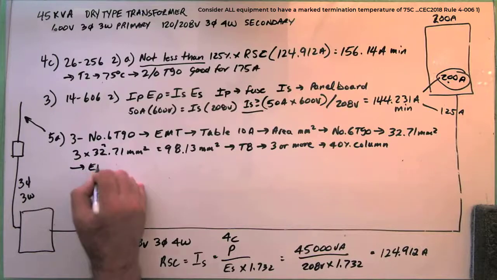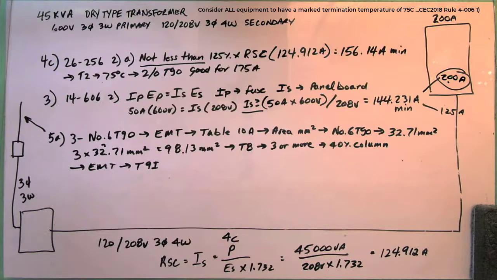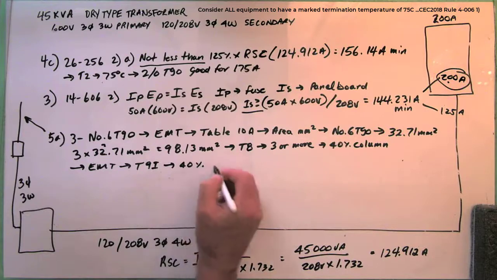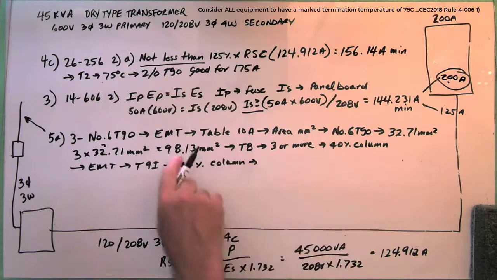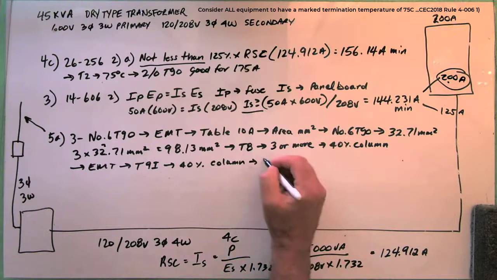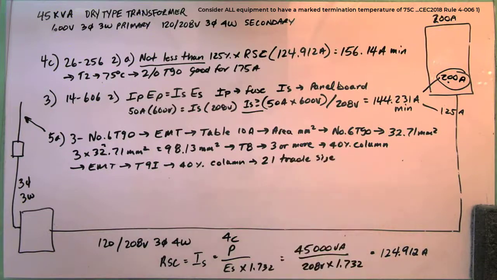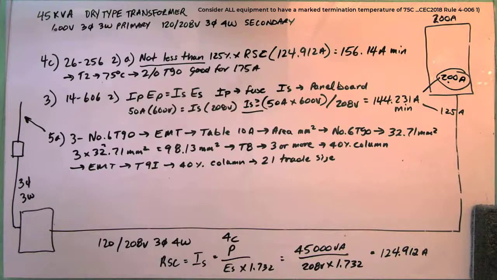So EMT is Table 9I, right? And I've got to go to the 40% column. I'm going to pick something equal to or greater than 98.13, and I'm almost thinking it's a 21 trade size. Okay, 21 trade size. So that's how you size the EMT pipe with the wires in it.